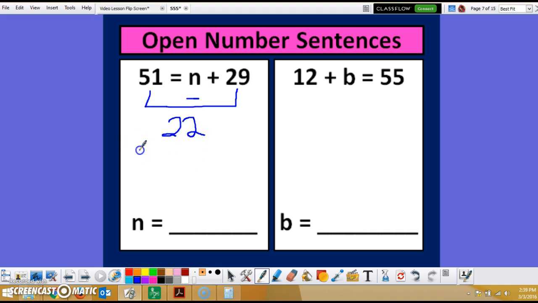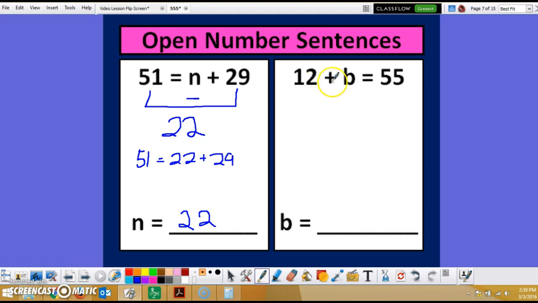If you're not sure that that's the correct answer, then I would plug the answer that you got, 22, in as your variable and check it out. Is 29 plus 22 51? It is. That means n equals 22.